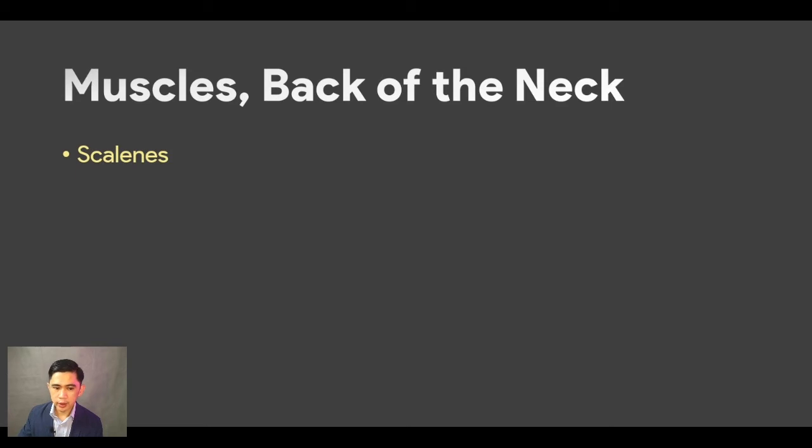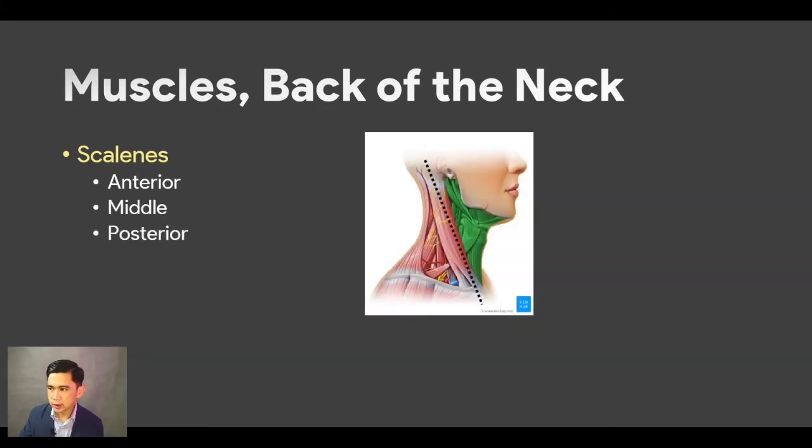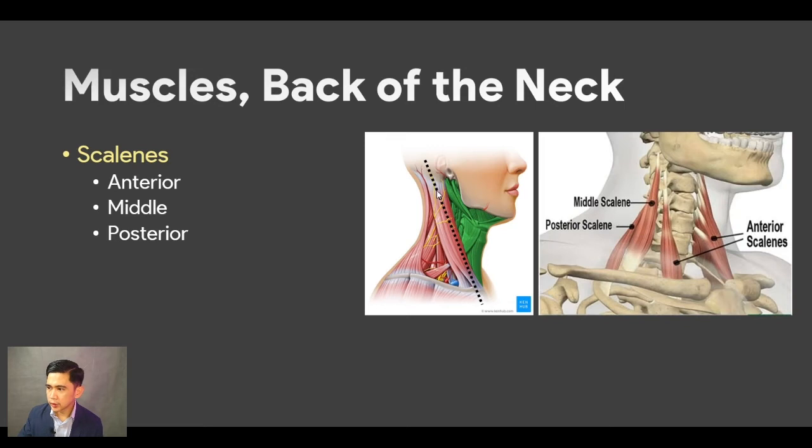Next are the scalenes. We have the anterior scalene, the middle scalene, and the posterior scalenes. So if we have to remove the trapezius and the sternocleidomastoid muscle, we will be left with the scalenes, no? Anterior, middle, and the posterior. So notice that between the anterior and the middle, there is a gap. Then between the middle and the posterior, there's a gap here.